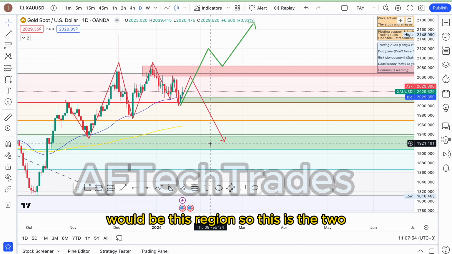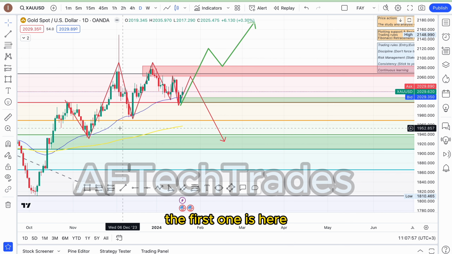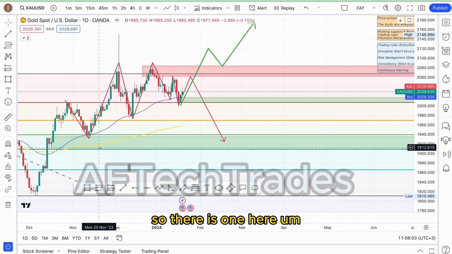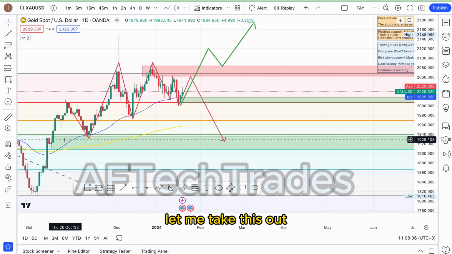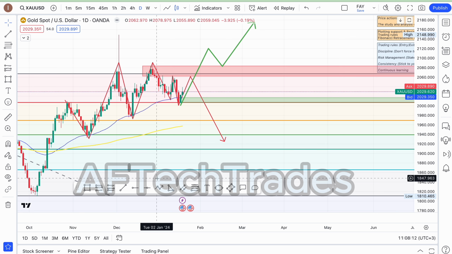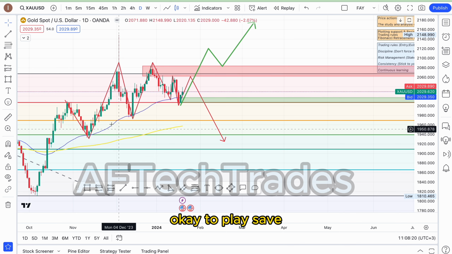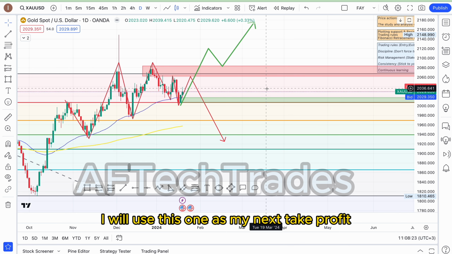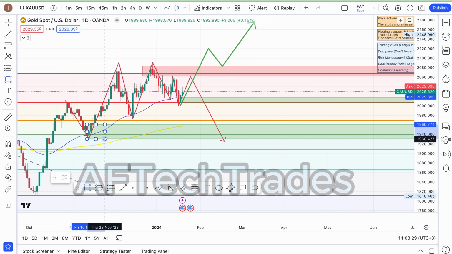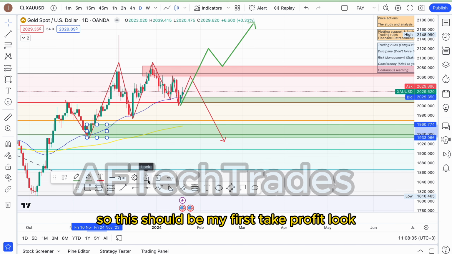So this is the two. The first one is here. There is one here because we have an engulfing here. So there is one here. Playing safe, let me take this out. So to play safe, I will use this one as my next take profit if that market happens. Yeah, this one. So this will be my first take profit lock.